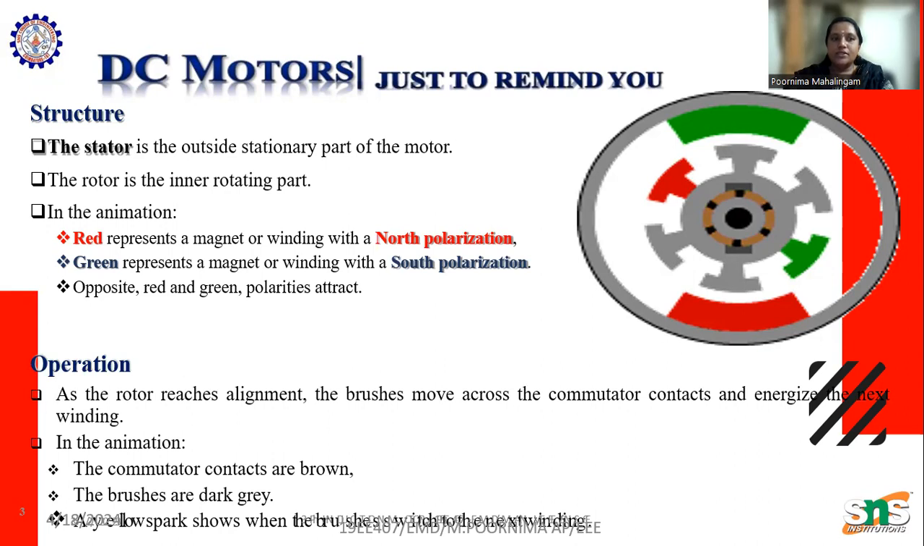By the structure, the stator is the outside stationary part, and the rotor is the inner part. In the animation, the red one is the north pole and the green is the south pole, with opposite red and green polarity. When the rotor reaches alignment, the brushes move across the commutator, connect and energize the next winding. In the animation, the commutator contacts the brushes, with yellow sparks. So this we know, just to remember.